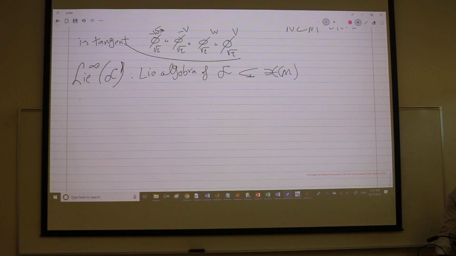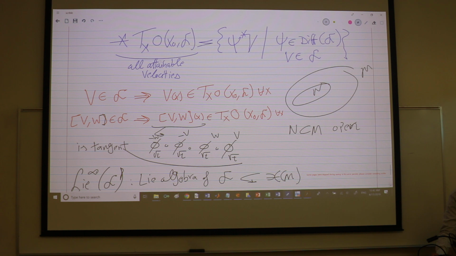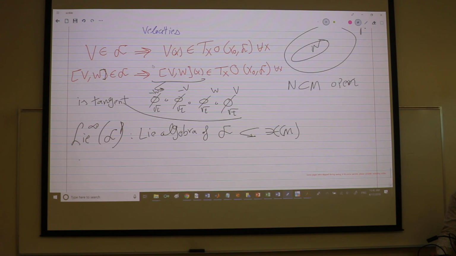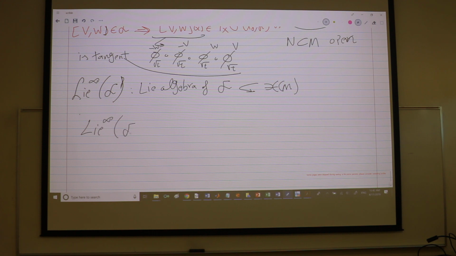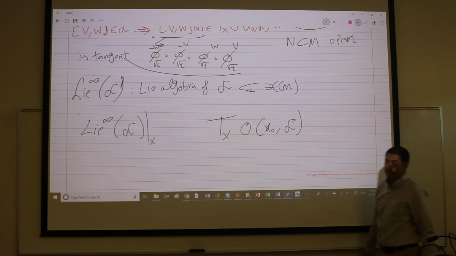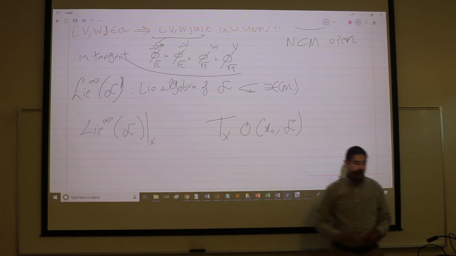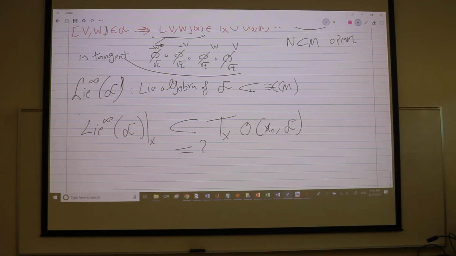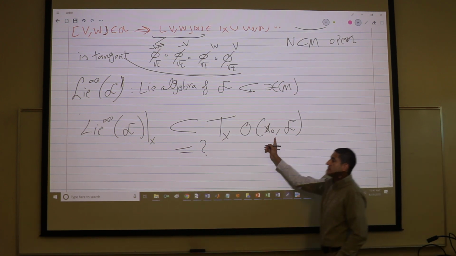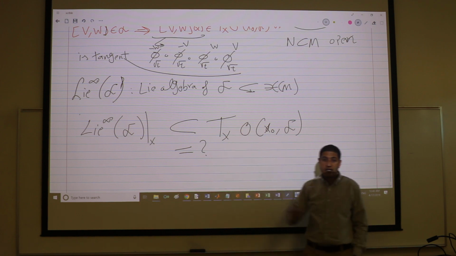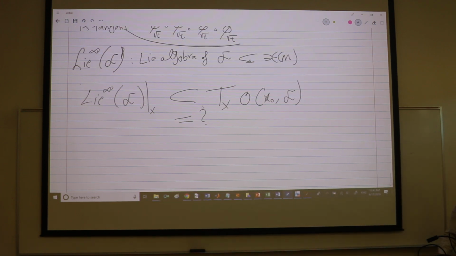So now I have this characterization. This is my maximum capability, all attainable velocities, and I know that all the Lie brackets are in here, right? So this means that the Lie infinity F, what's the relation between Lie infinity F and the tangent space if I evaluate it at some point? What do you think? We're saying all the Lie brackets are here, right? So this is a subset, but I'm not sure if it's equal or not. This is all my maximum capability, and I know that the Lie brackets are in there. They're providing me some velocities. Is it all velocities or not? I don't know yet. I'll give you an example quickly.